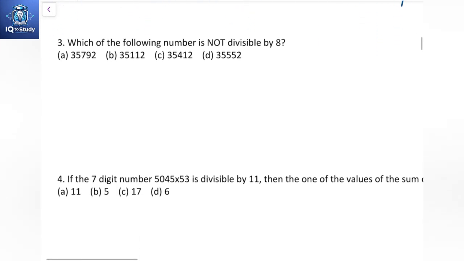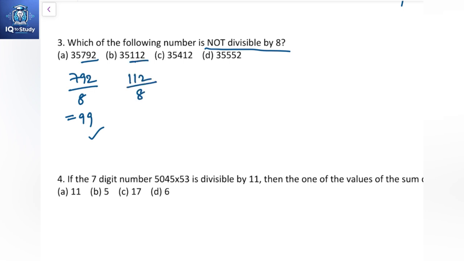Which of the following numbers is not divisible by 8? If the last 3 digits of a number are divisible by 8, then the number is also completely divisible by 8. Let's check with the options. In this, the last 3 digits are 792. Let's check whether it is divisible by 8. It is equal to 99. So it is divisible. And here 112 divided by 8 is equal to 14. So it is also divisible.